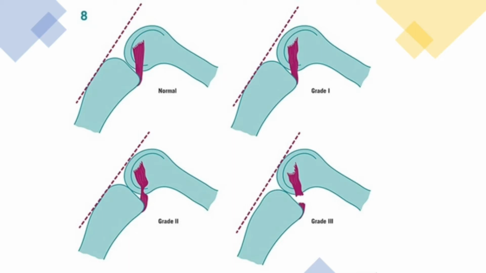Grade 1 is when the PCL has a partial tear. Grade 2, the ligament is partially torn and looser than in grade 1. Grade 3, the ligament is completely torn and the knee becomes unstable. Lastly, grade 4, the PCL is damaged along with another ligament in the knee.